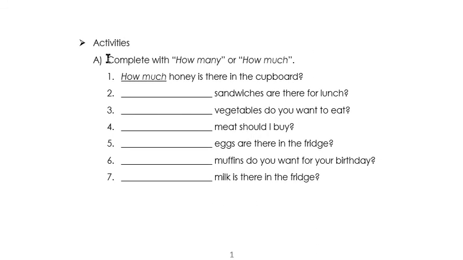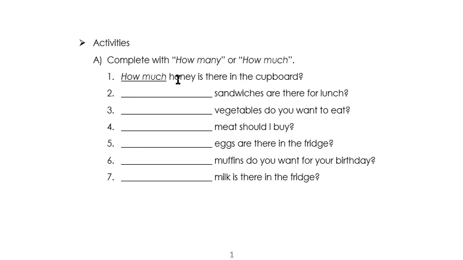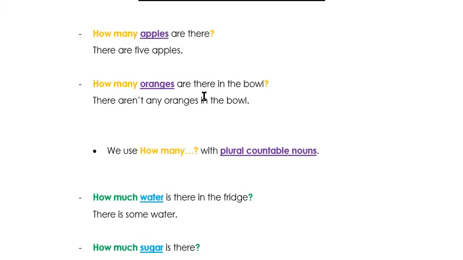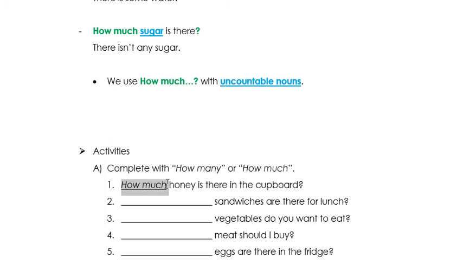In activity A you have to complete with how many or how much. Van a completar con how many o how much. So, tienen 7 preguntas, 6 porque una ya la hice. ¿Cómo van a completar esto? Bueno, primero que nada se van a fijar en el sustantivo que yo les puse ahí. Se tienen que fijar si es un sustantivo contable o incontable. Honey, miel. ¿Pueden contar la miel? No, you can't. So, it is an uncountable noun. Y con uncountable nouns, we use how much.